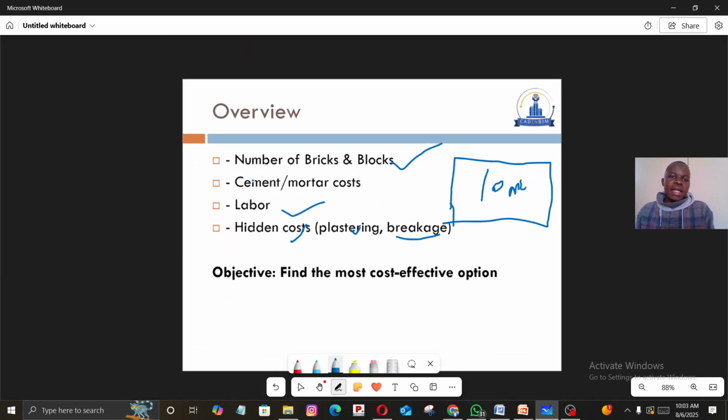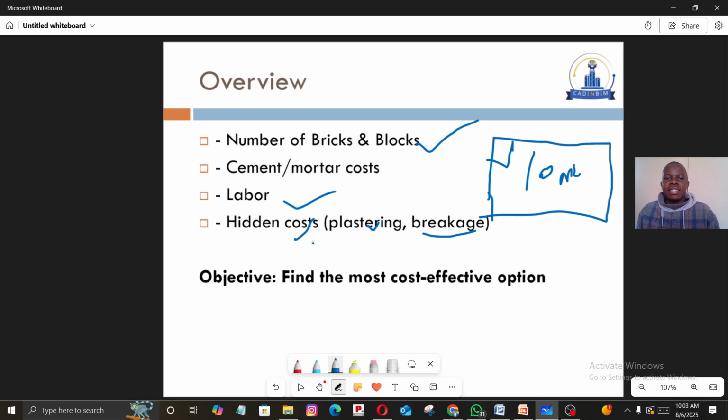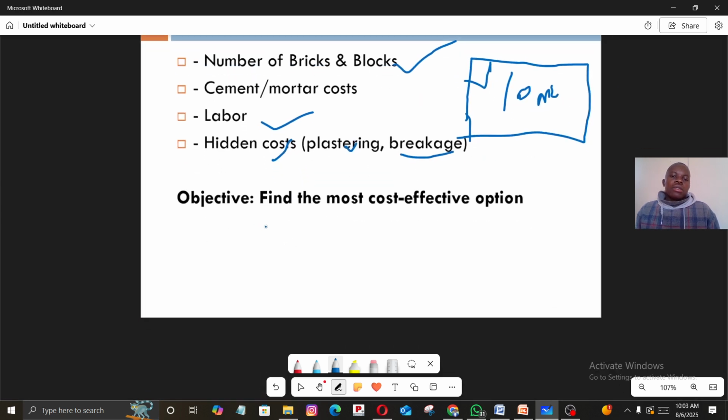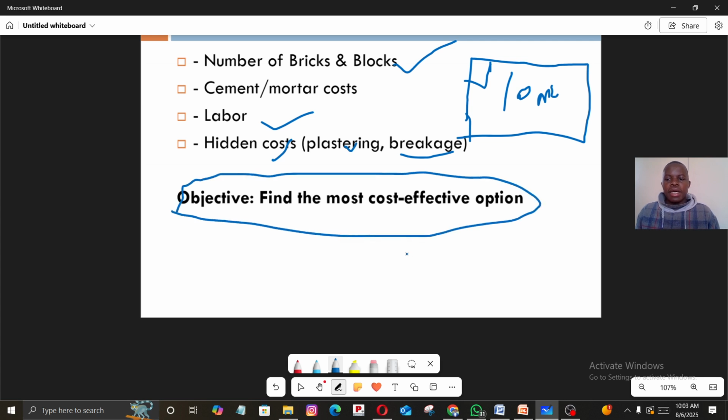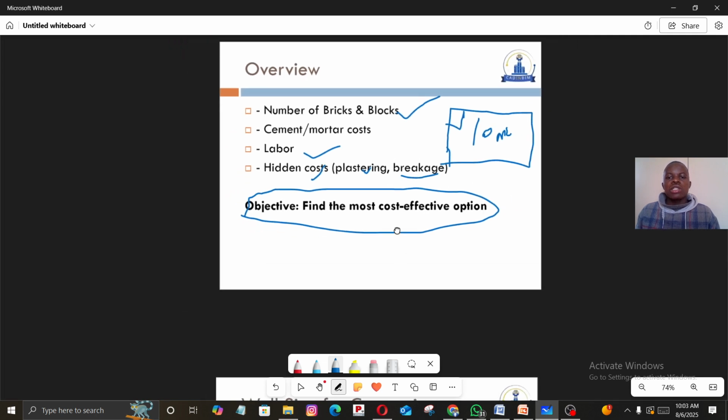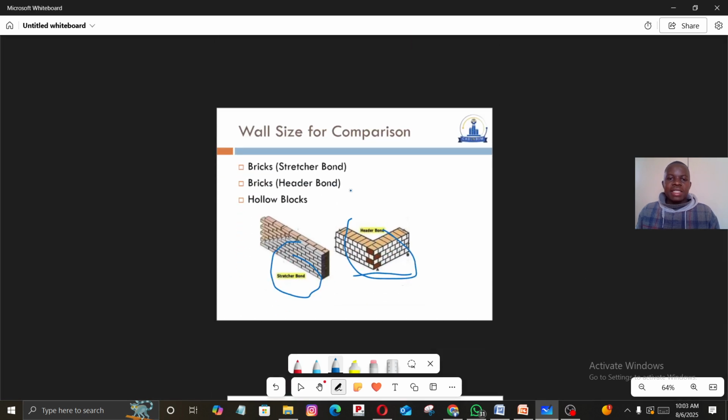You are going to look at the number of bricks and blocks that can be used. Once you have the number of blocks, you can calculate their cost. We also look at the cement and the mortar that can be used for either type of brick or hollow block. Then you also look at the labor and other hidden costs, and other advantages like the aesthetics and structural strength. The main objective is to find the most cost-effective material to use or to adopt. So without wasting much time, let's get started.